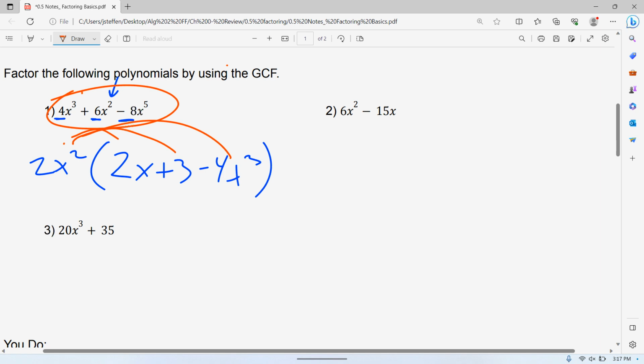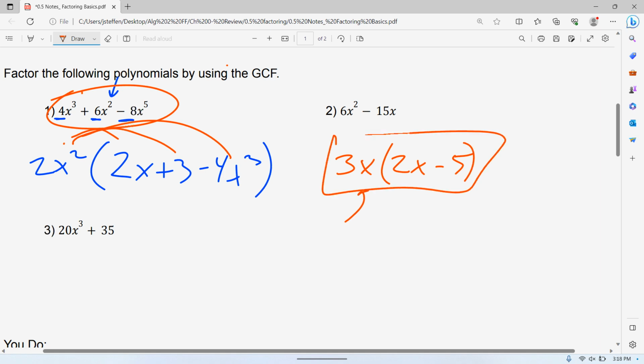So let's look at number 2. Between the 6 and the 15, I can take out a 3. And the lowest exponent is an x with no exponent. So 6 divided by 3 is 2. I had 2 x's, I took 1 out, so I still have 1 left. Negative 15 divided by 3 is negative 5. I had 1 of the x's, but I took it out, so I don't have any x's left. That is your answer. This one's a little bit easier to see: 3x times 2x is 6x squared, and 3x times negative 5 is negative 15x.